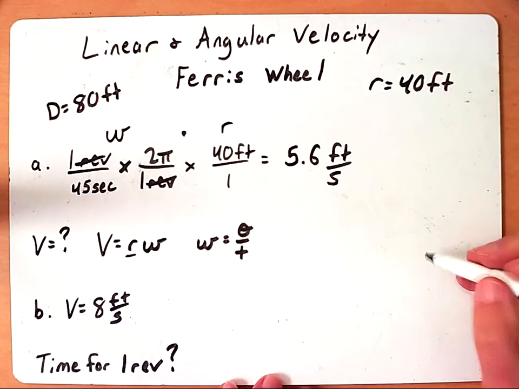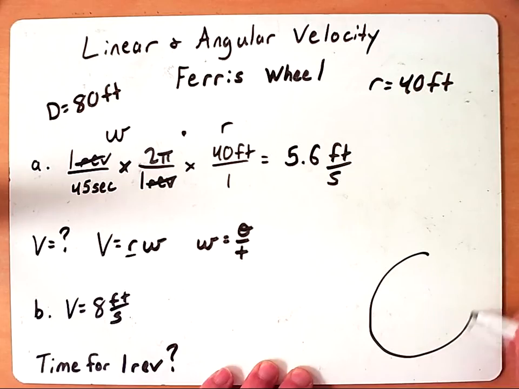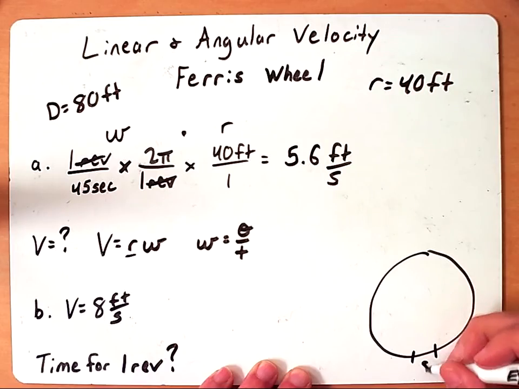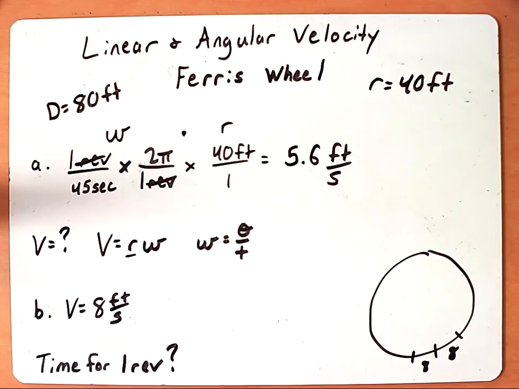Let's look. We know a Ferris wheel is a vertical circular object. We're going to get on at the bottom, go all the way around, occasionally stopping, especially when we're at the top and we're scared of heights, and then come back and get off at the bottom. So we're going to make one revolution. Now, the problem tells us that every second we are going 8 feet around this circle.